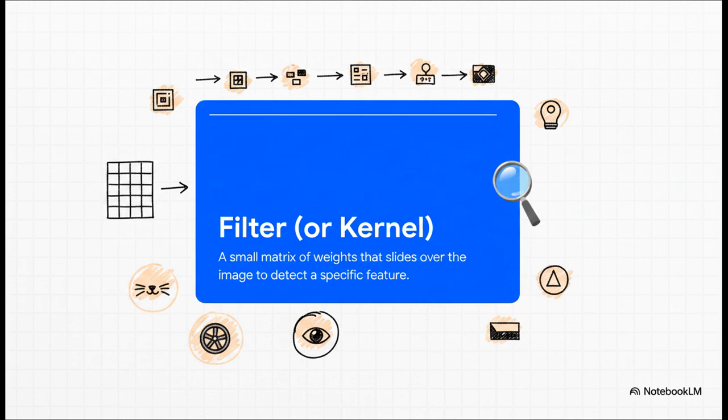And what is this filter, this little spotlight? It's actually just a small grid of numbers, also called a kernel. That's it. The entire learning process for a CNN is really just about the network figuring out the perfect set of numbers for thousands of these filters, turning each one into a master detector for a tiny piece of the puzzle, whether it's cat whiskers or car wheels.